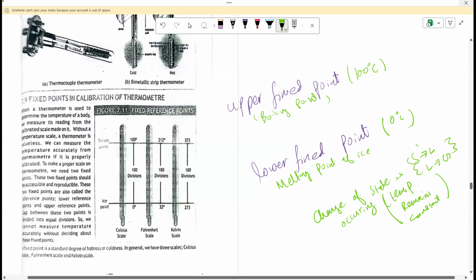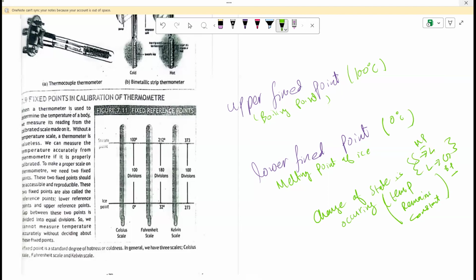Solid to liquid को क्या नाम देते हैं? Melting point. Liquid to gas को क्या नाम देते हैं? Boiling point. For a pure substance, whatsoever the material is, at melting point or boiling point or reverse condensation and what is the other point? Freezing. At these particular temperatures, at these particular points, temperature of the system remains constant. It does not change. ठीक है?